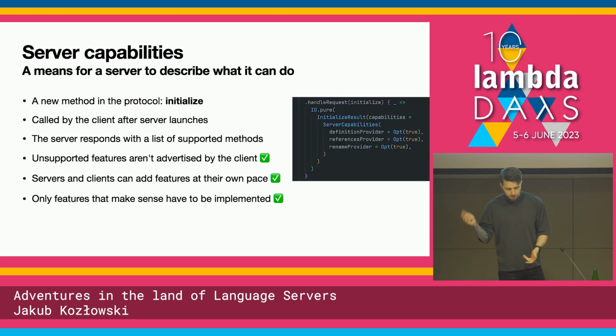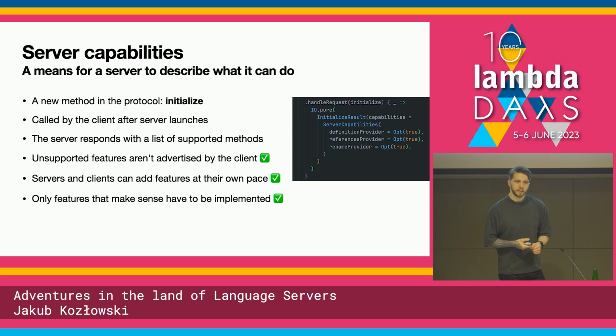So the server will describe what it can do. It's going to be a new method in the protocol called initialize, which will be called by the client when the server launches. So the client starts the server and then immediately follows up with a call. The server then says which features it supports, and the client looks at that and just hides the ones that are not supported.